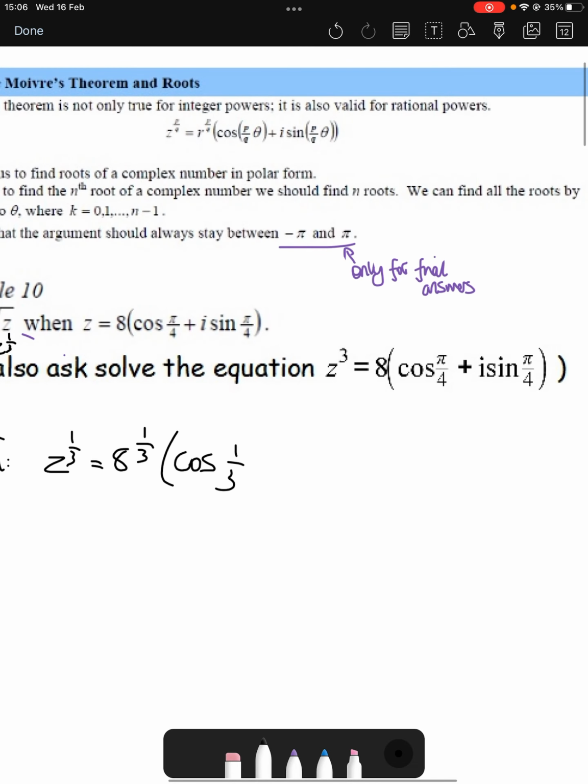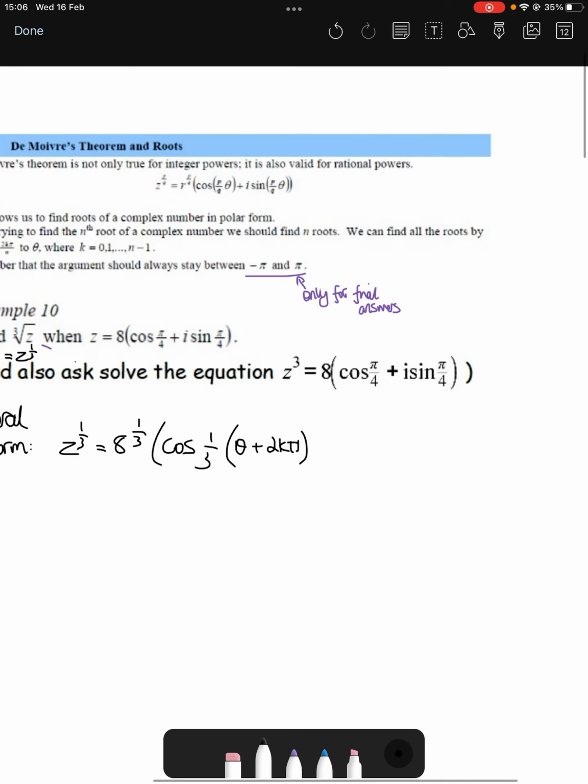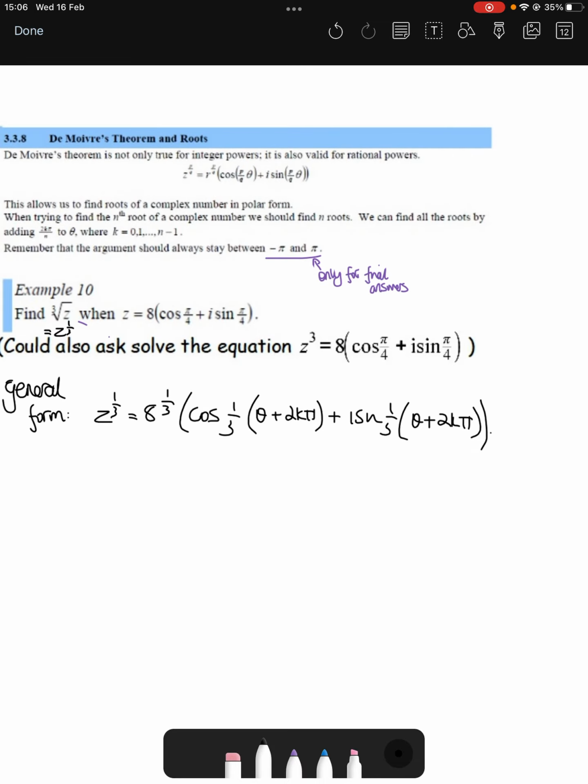So our general form is, we're going to start with our theta. Theta plus 2k pi. Now we're working in radians in this question. Plus i sine of a third, theta plus 2k pi. Okay, so this is our general form for this question. Obviously I'm putting the third in because it's a bit messy if I don't put the numbers in. So what we're doing each time is we're going to find our different roots. Now we're going to be looking for 3 roots because it's a power of a third.